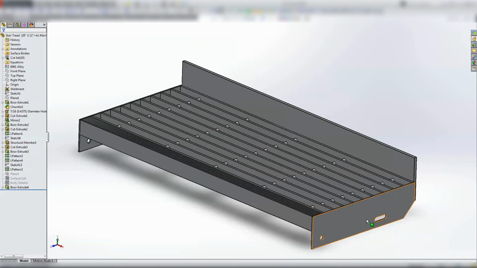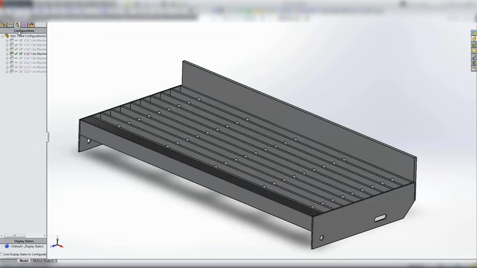So I made these stair treads, not knowing if I was going to get more of the job. I made them as a blob so that in large assembly mode I could change them over and they would be a very simple object. You can see in the configurations I've got 28 by 11, 28 by 12, 29 by 11 and 12, 32 by 11 and 12, and 36 by 11 and 12. Those are my different stair tread widths.